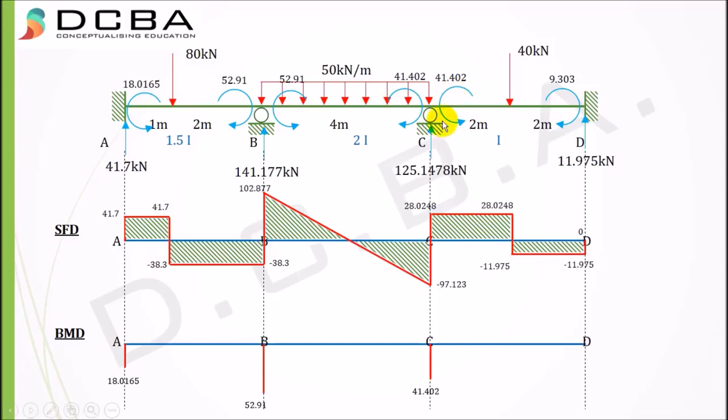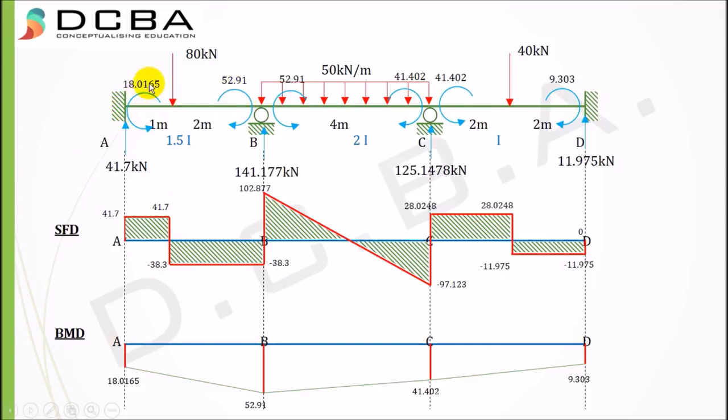Then again, because of this moment, it is going to cause a hogging effect. So again, I'll have to plot it downwards. Then because of this, again a hogging effect, so I'll have to plot it down. So these lines have been plotted down, and then we'll have to join them. Okay. Now the next step is very important.